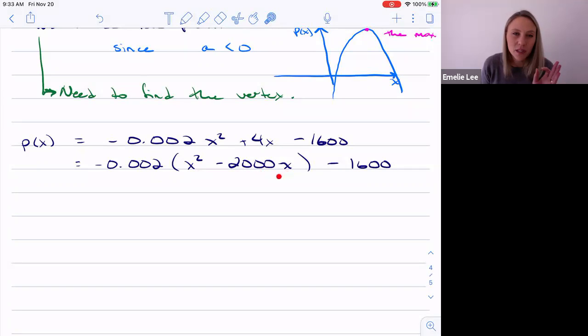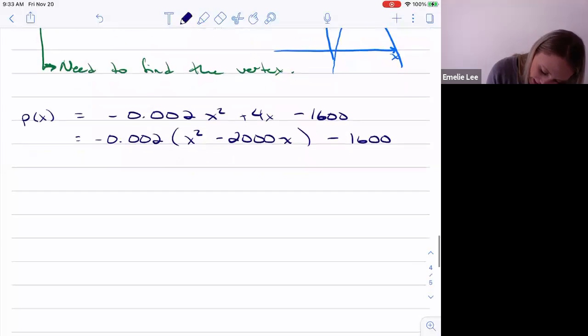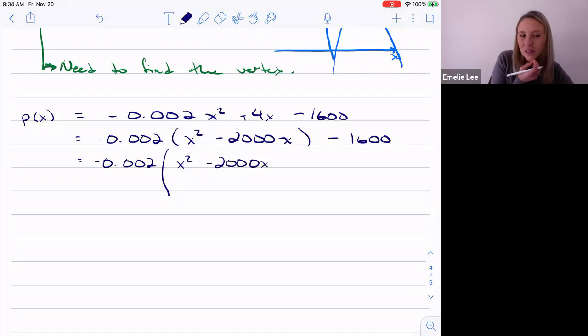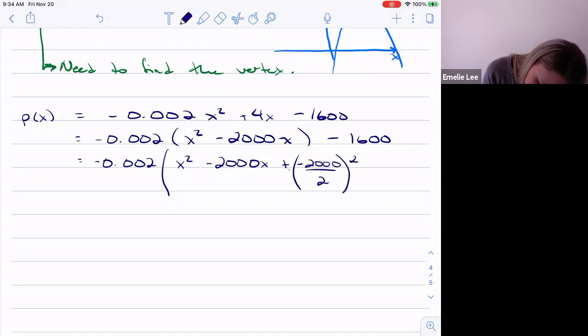Now I have something that I can put into a perfect square. So I'm going to add b over 2 squared and subtract b over 2 squared, where b is negative 2,000. It's going to be quite a large number. So we have negative 0.002 on the outside, and then x squared minus 2,000, oops, almost missed a 0. That would mess up our calculations, wouldn't it? 2,000x plus negative 2,000 divided by 2 squared minus negative 2,000 divided by 2 squared. Uh-oh. Now I've done it, haven't I?